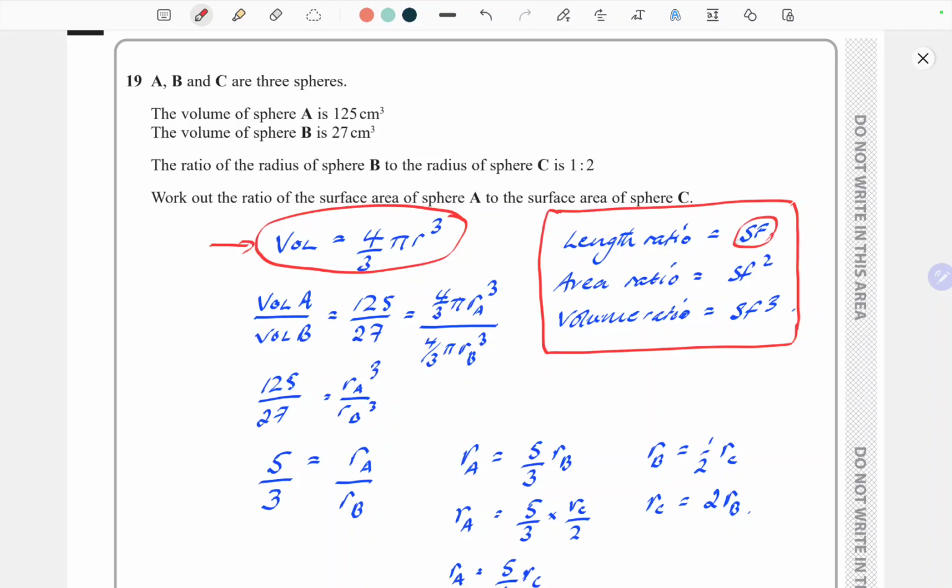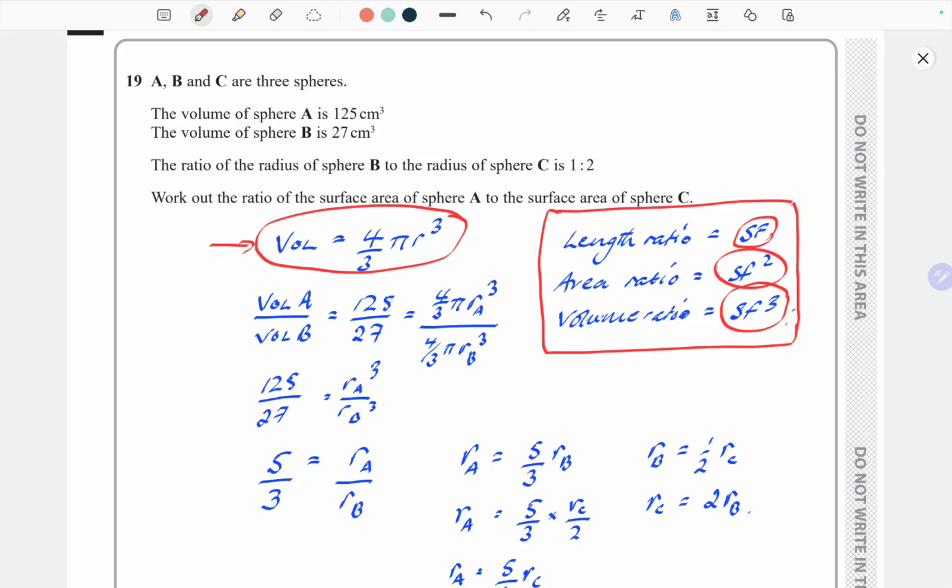Given a certain scale factor of lengths, the area ratio will be that scale factor squared. And the volume ratio is going to be the scale factor cubed. Now that's very, very important to remember.